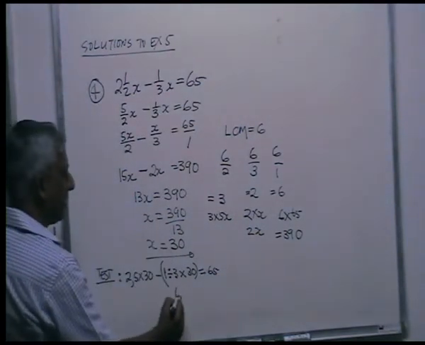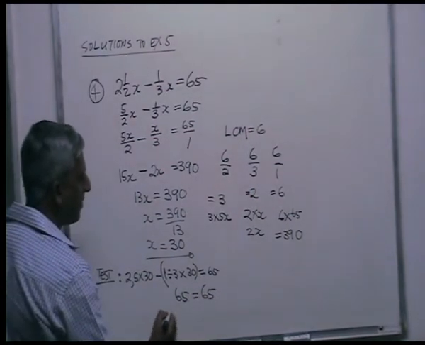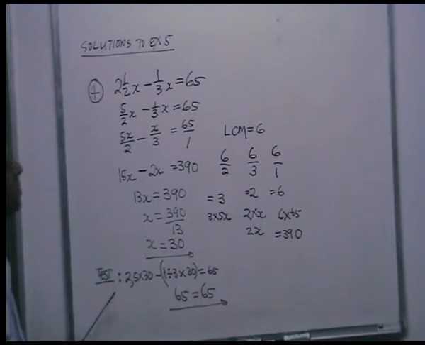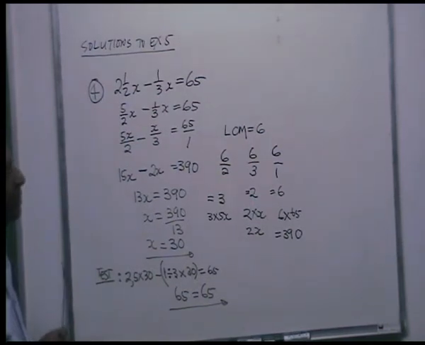So what's happening? On the left hand side you got 65, on the right hand side you got 65, and you say that your answer is correct. So it's very important to test your answer. Alright, so that brings us to the end of linear equations. The next time when we meet, we're going to move on to a different type of equations.